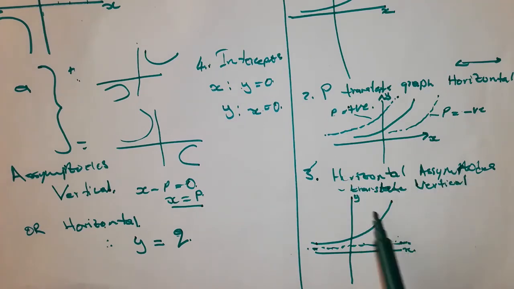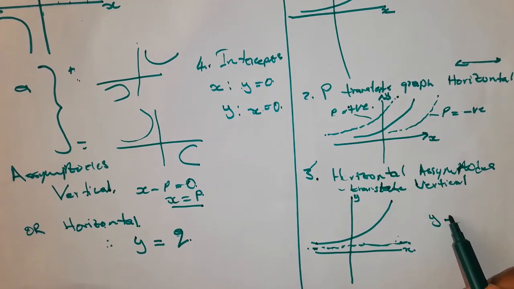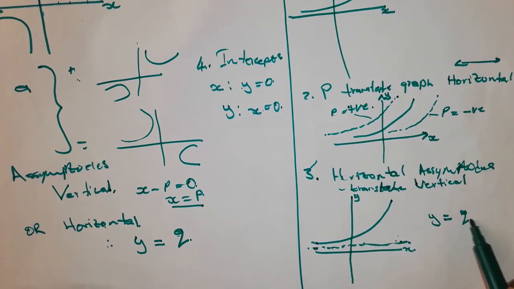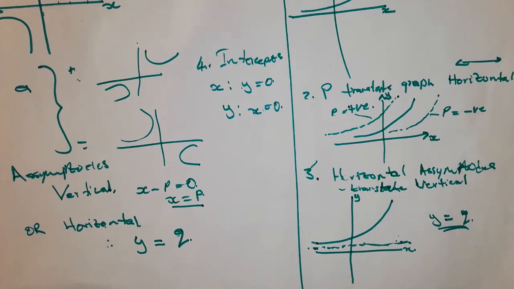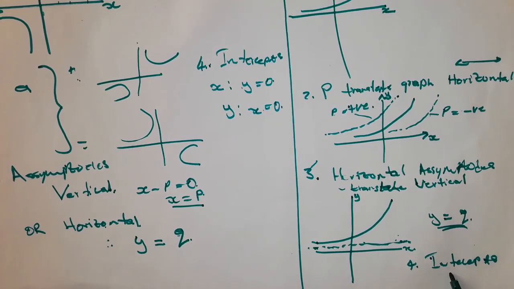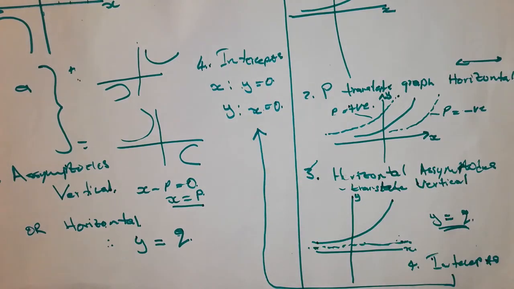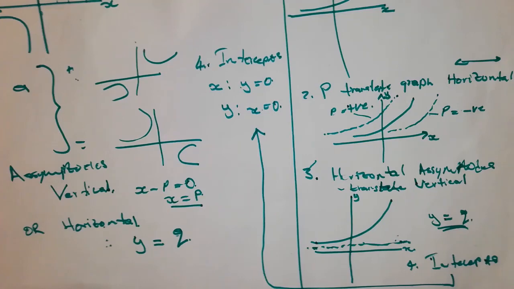Because your y is equal to q, which is your asymptote, if q is 0, the asymptote is the x-axis, but if q is positive or negative, then it goes up or down respectively. And the fourth thing that you also want to look at is your intercept, which is similar to number 4 of the hyperbolic function.